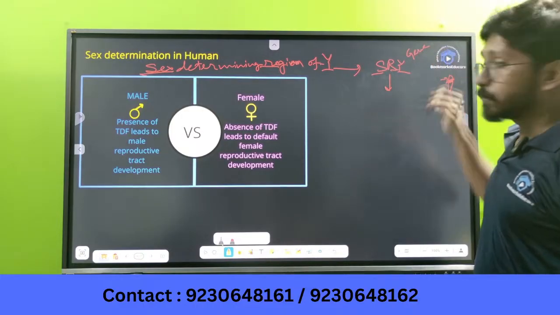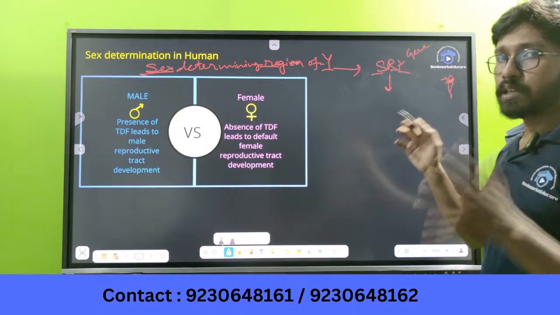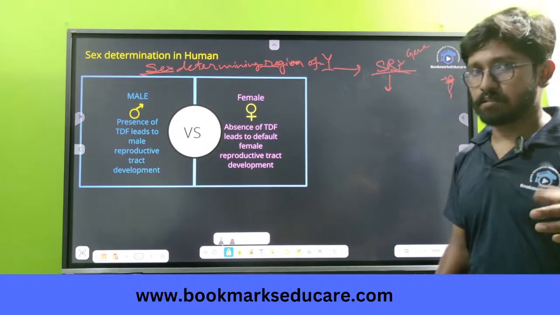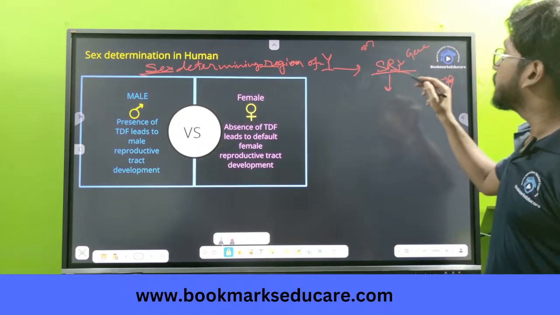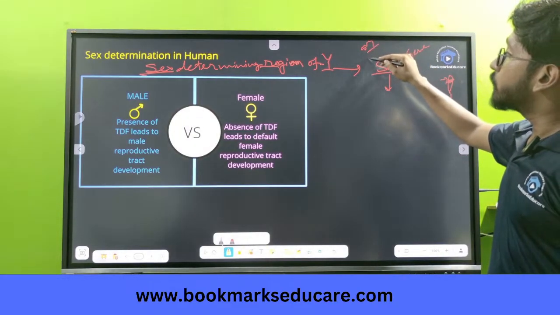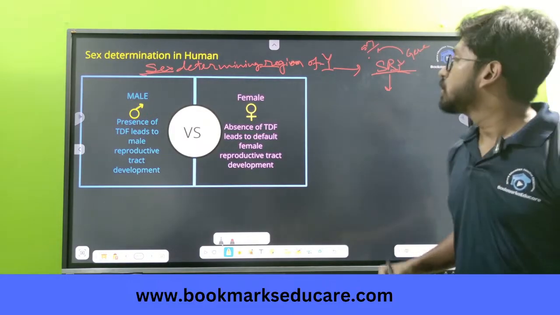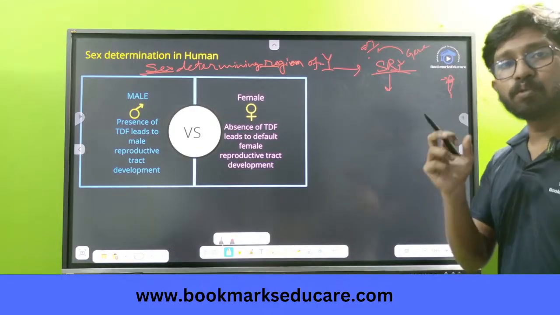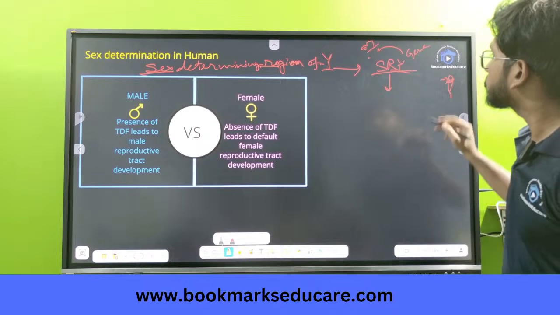Okay, remember the difference between gene and protein. A gene is written in capital letters. If I write SRY, then it is the SRY protein that is formed from the SRY gene. These are very minute nuances, but these are the things that most students make mistakes on.